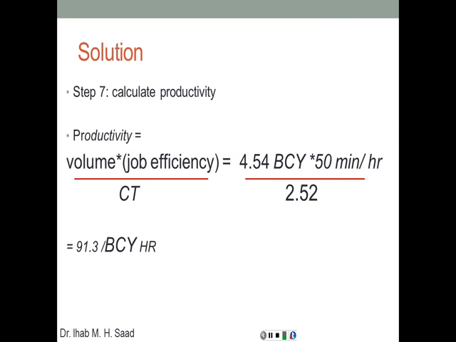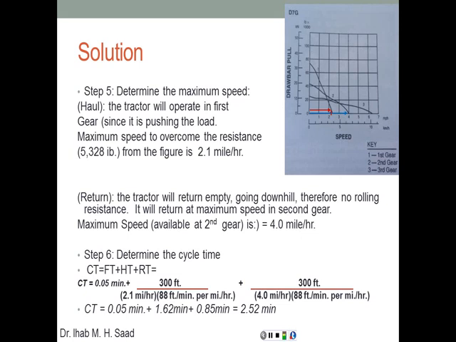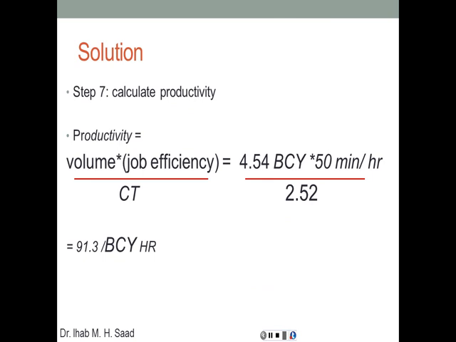Step number 7, the productivity. Each cycle is going to take 2.52 minutes. And we have 50 minutes of operation per hour. So how many cycles in the 50 minutes? 50 divided by 2.52, almost 20 cycles per hour. Each cycle is going to be 4.54 bank cubic yards. So almost 20 times 4.54 is going to give us a total of 91.3 bank cubic yards per hour. That's going to be the total production of that piece of equipment.